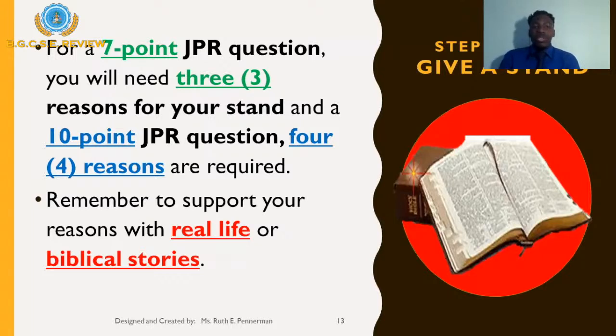So we always want to use real life personal example stories. We want to use facts, we want to use news articles, and we want to use our biblical stories and examples to help us prepare our JPRs.